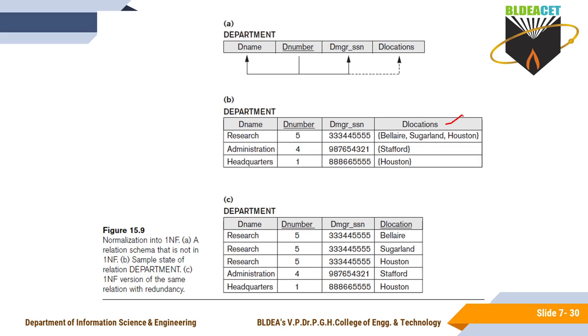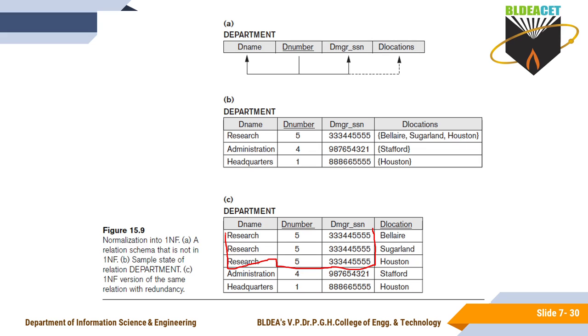As I told you, in the normalization process, for which purpose are you going for it? To reduce redundancy. That's why the first normal form doesn't support multi-valued attributes. See here, for example, if it is taken repeatedly, the department locations Bellaire, Sugarland, and Houston are the three different locations where this department is located. Then this same information you are entering multiple times.